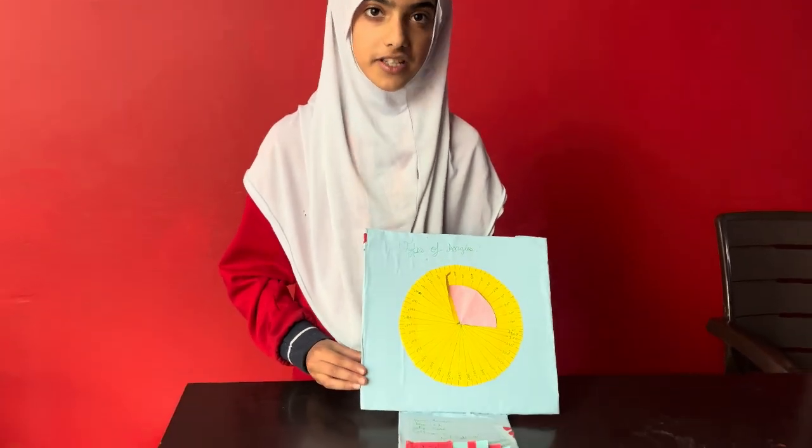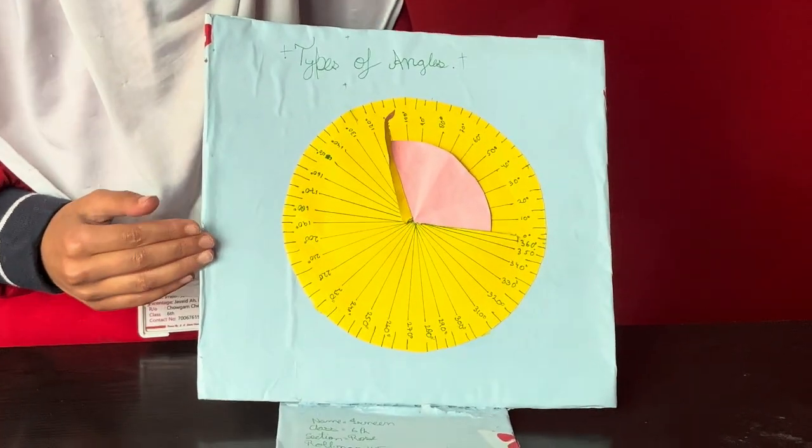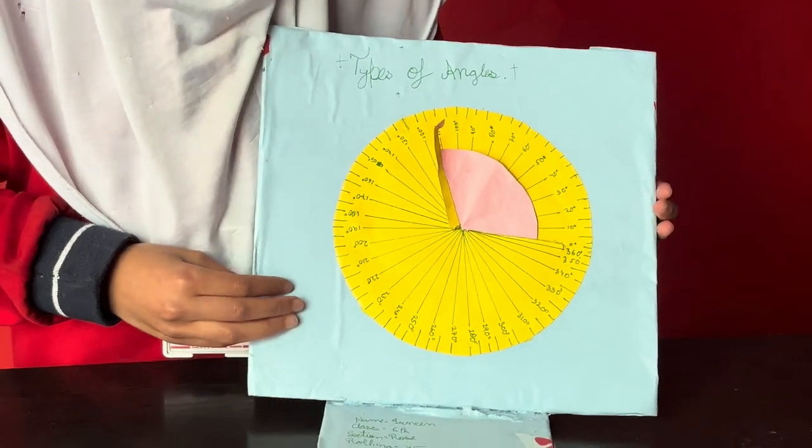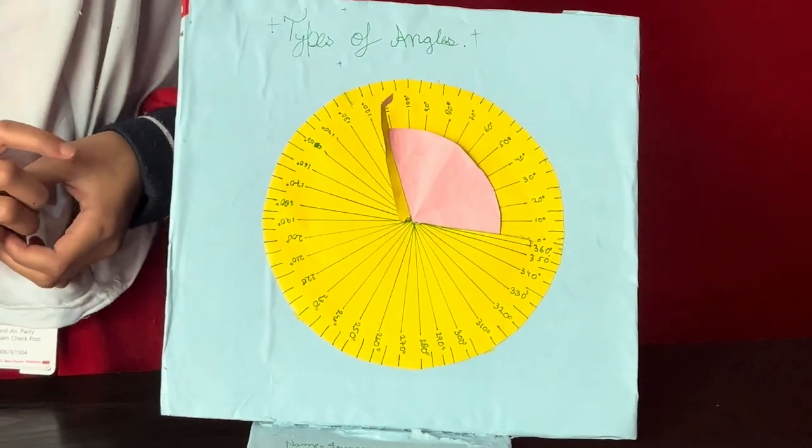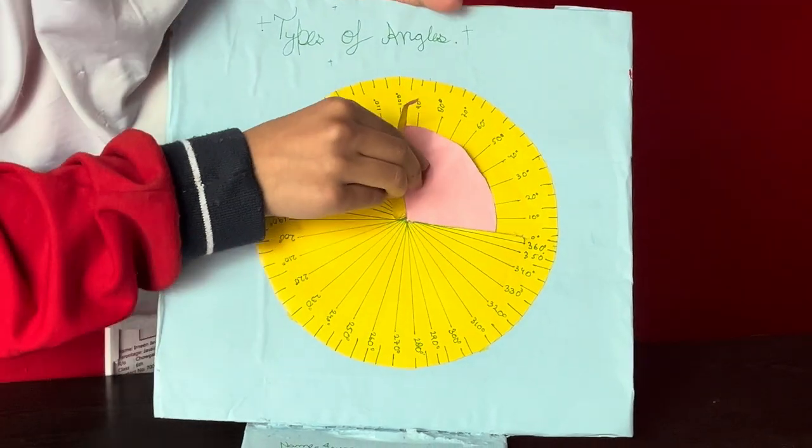Today I prepared a presentation on types of angles. The first type of angle is acute angle. An acute angle measures more than 0 degrees but less than 90 degrees, like this.